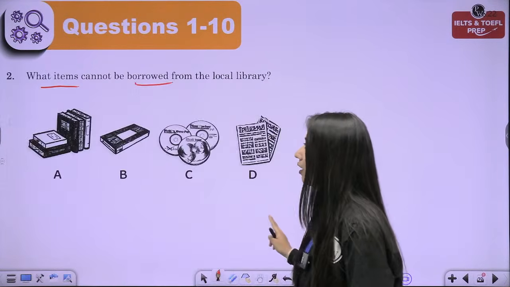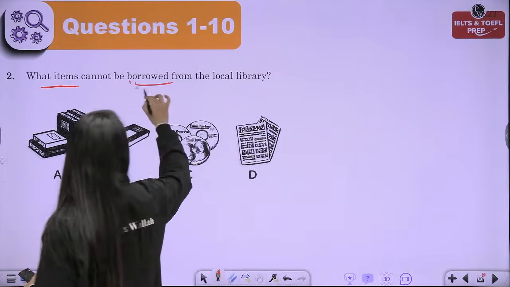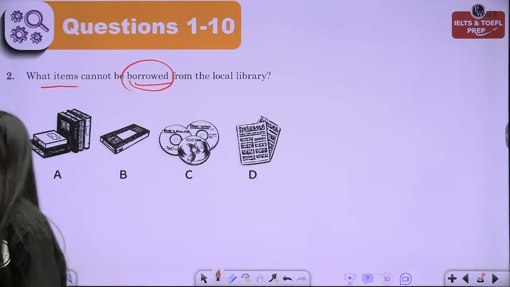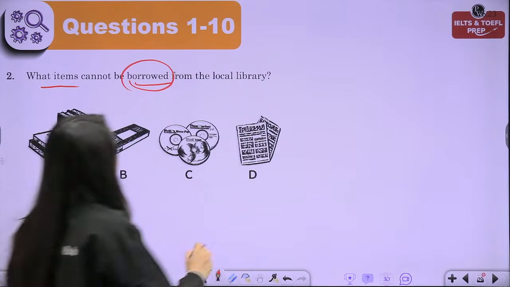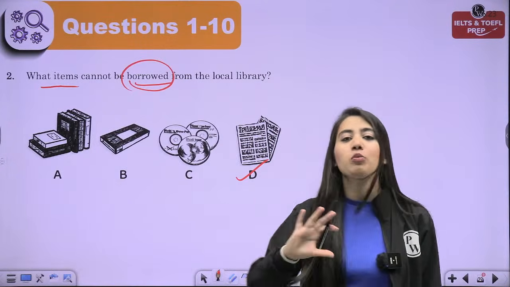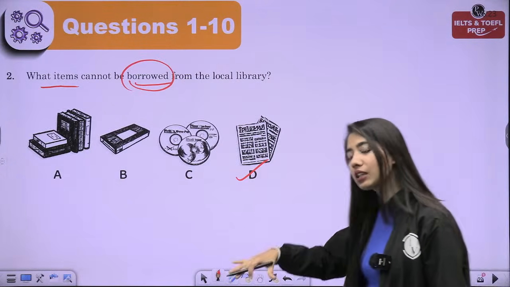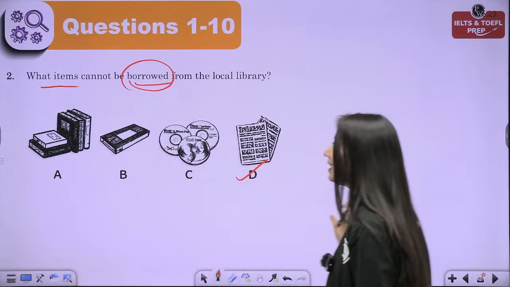Let's move ahead. What about the second one? Which items cannot be borrowed from the local library? Let me know here. Okay, Bhavya. D, exactly. Good job, Bhavya. D will be the right answer because newspapers, she mentioned, cannot be borrowed. If you have time, you can stay in the library and read newspapers, right? So this is it. Let's move ahead.